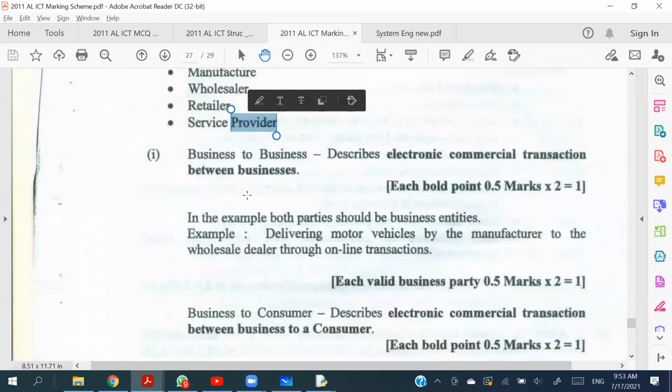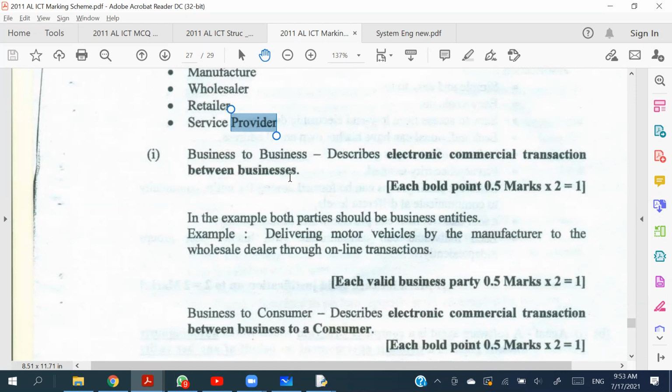The explanation is given: business to business describes electronic commercial transaction between businesses. It's better you say a business is doing a transaction electronically or online with another business. So that is what you call B2B. When it comes to the examples, you should give something that can happen in the real world. We don't need to use real entities.